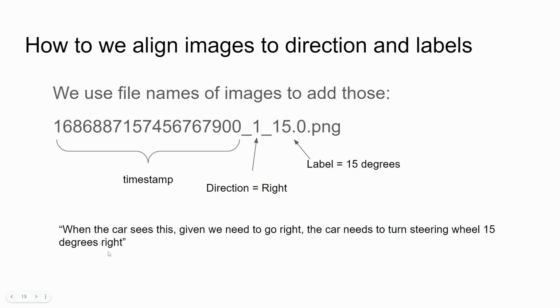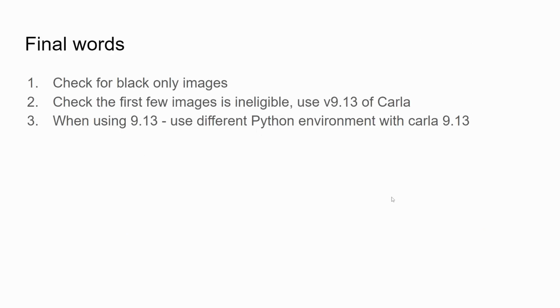And again, just to recap, all we're doing here as far as training the model is to say, in this example, when the car sees this, and by this I mean what you see in the image, given that we need to go to the right, which is what this one gives us, the car needs to predict 15 degrees. So it means in that case, with that direction, we need to turn the steering wheel 15 degrees to the right. Okay.